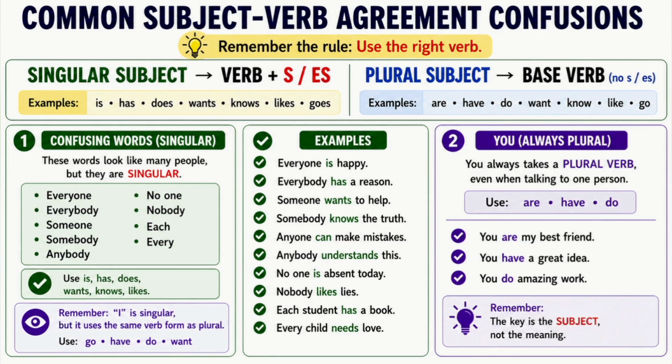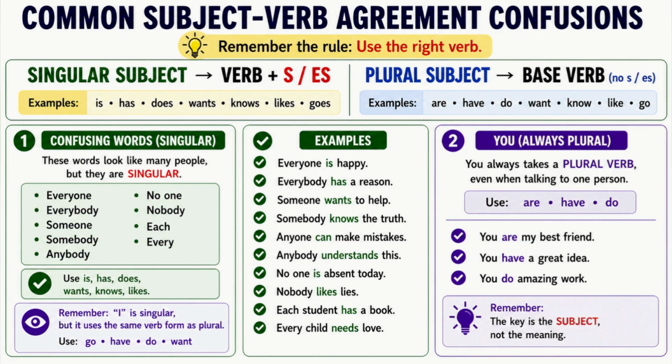To conclude, let's analyze the advanced exceptions and common areas of confusion regarding subject-verb agreement. The foundational baseline remains that singular subjects require singular verbs with an s or es ending, and plural subjects require base verbs with no s or es ending. However, there are specific words that frequently confuse language learners. First, let's look at confusing words that are actually singular.